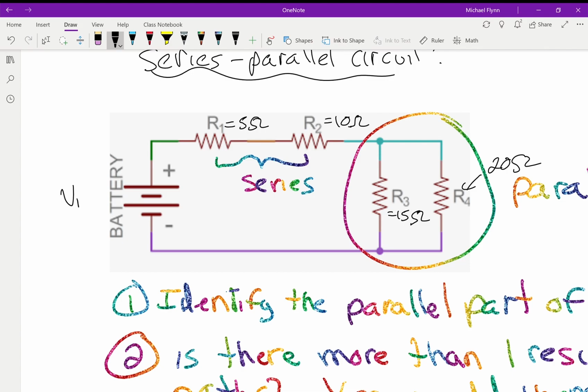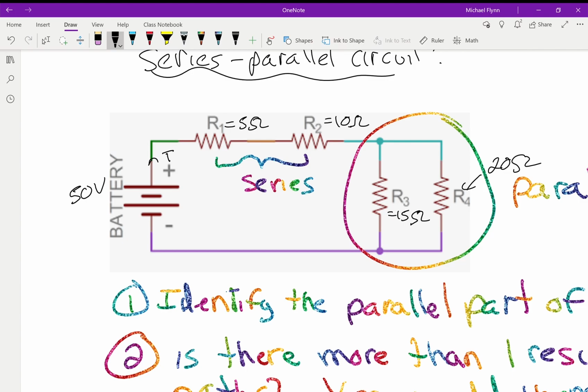Now let's say the battery here, I'll just write the voltage. Let's say it's 50 volts. Like in my demonstration, I made it 50 volts. So you've got 50 volts connected to this collection of resistors or loads. Now the question is, can you find all the missing values, all the missing voltages, all the missing currents, and so on?